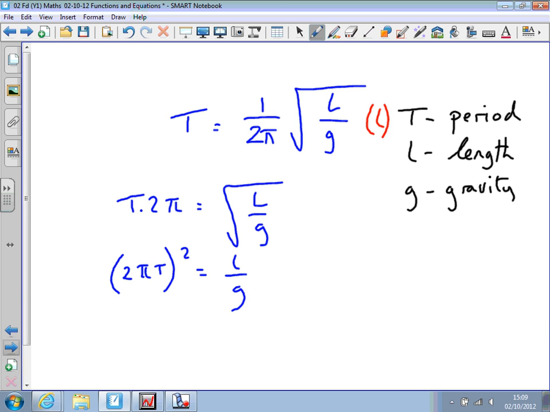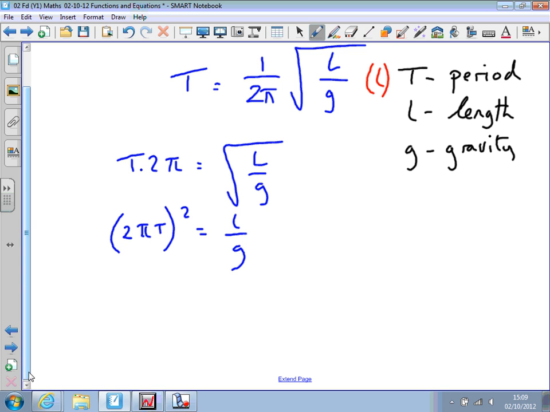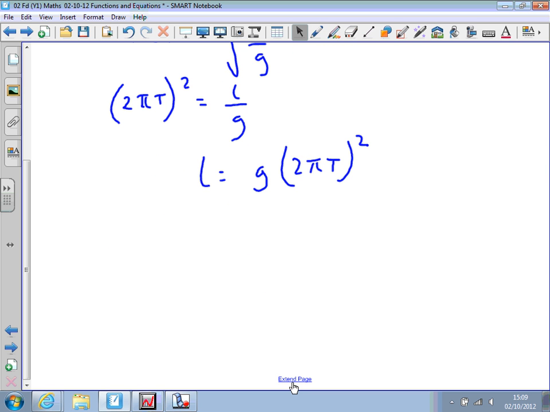Yep, and finally, times by G, and we've got L. Okay, so it's that sort of process that we were talking about last week. L equals G times 2 pi T squared. Okay. So if G, which it does, is 9.81 newtons per kilogram, that's what that equals. If T was 1.6 times 10 to the minus 3 seconds, calculate L for me on your calculator in one hit.